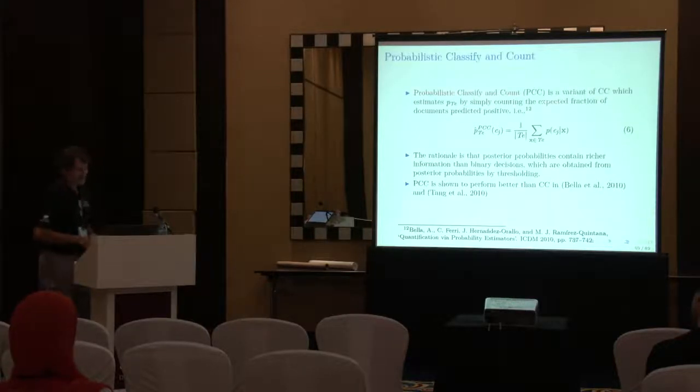Some people have argued that a better idea than a classifying count could be probabilistic classifying count. The idea of probabilistic classifying count is to leverage the posterior probabilities that a classifier might produce. Suppose that you have a naive Bayes classifier. It would return, for a given class, a confidence estimate, which is actually a probability: the probability that document X falls in class CJ.